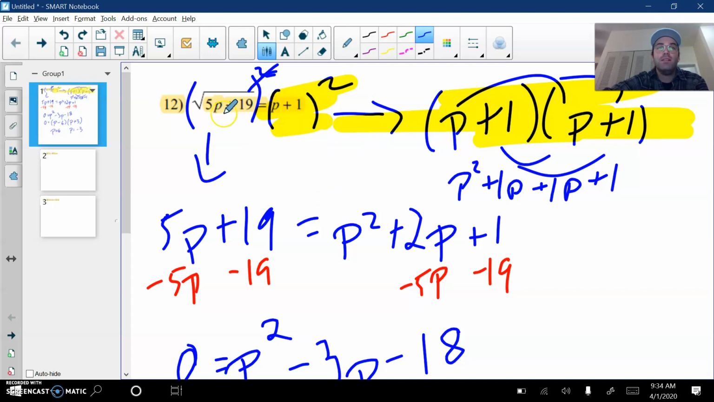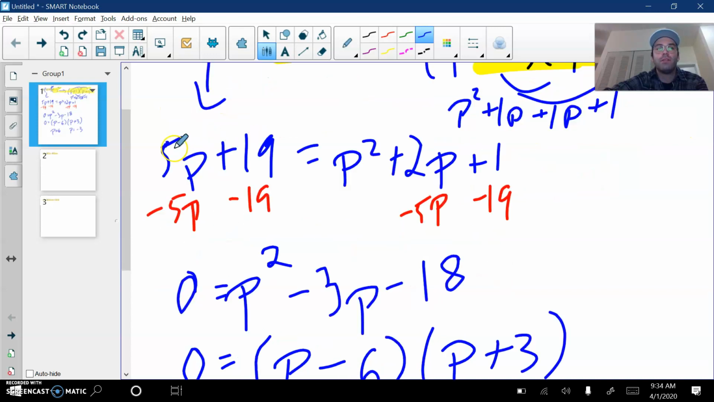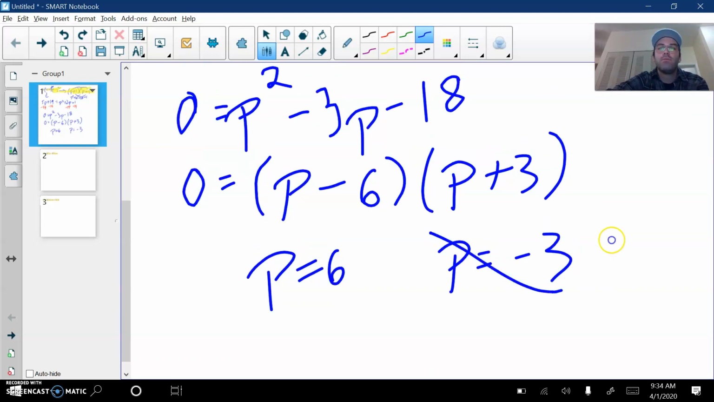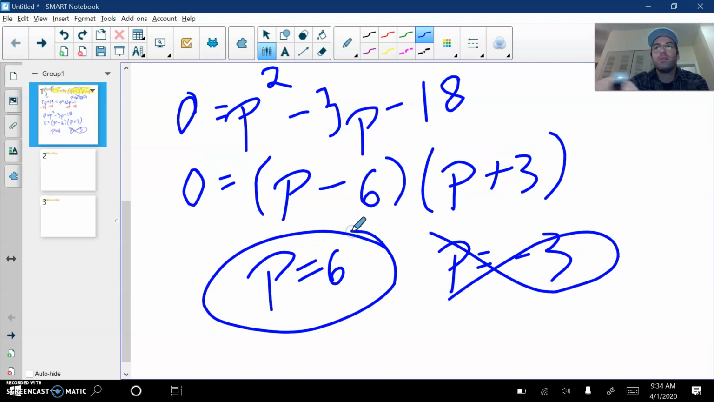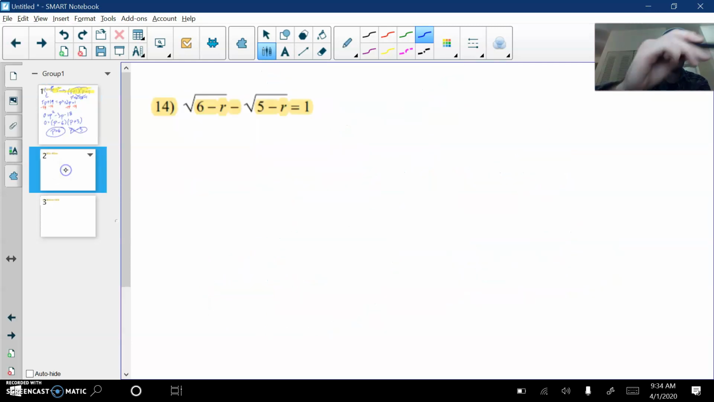If I plug in 6 here, 5 times 6 is 30. The square root of 30 plus 19 is the square root of 49. The square root of 49 is 7. And if I plug that in, it'll work on the right. So negative 3 is out. 6 is our answer. Okay?